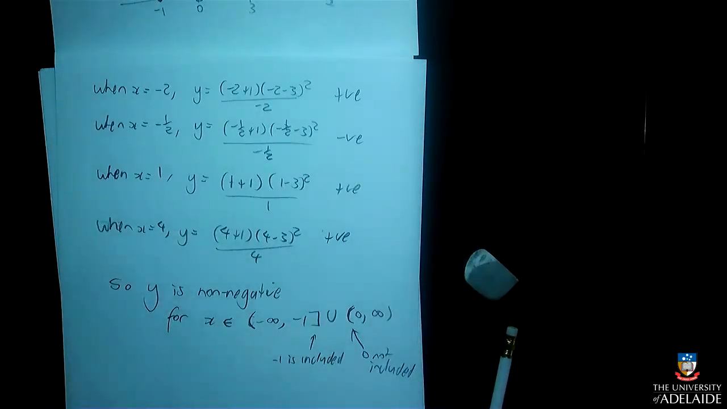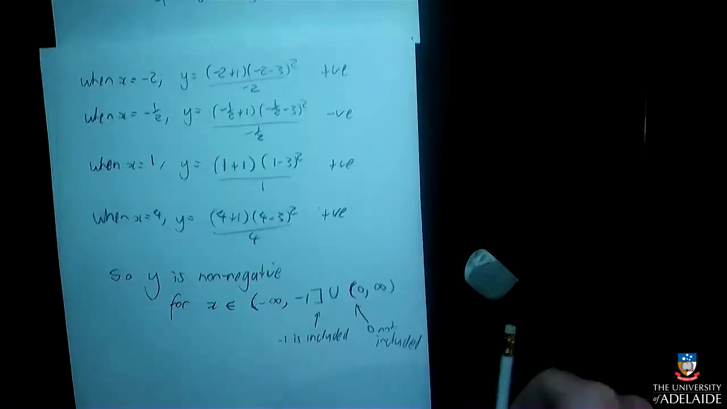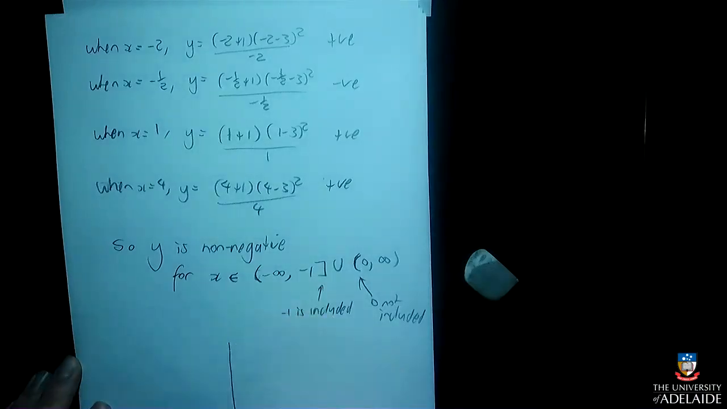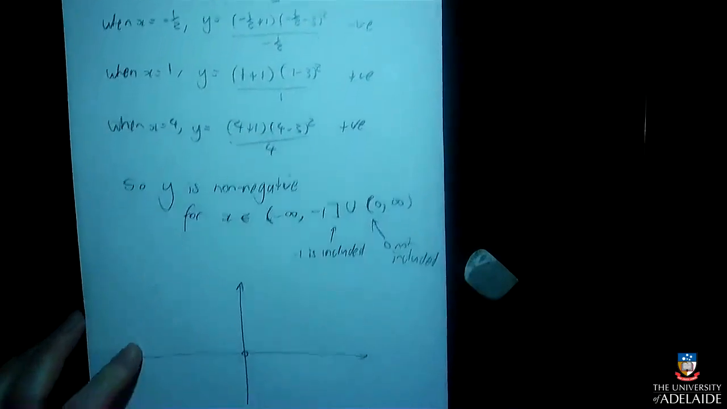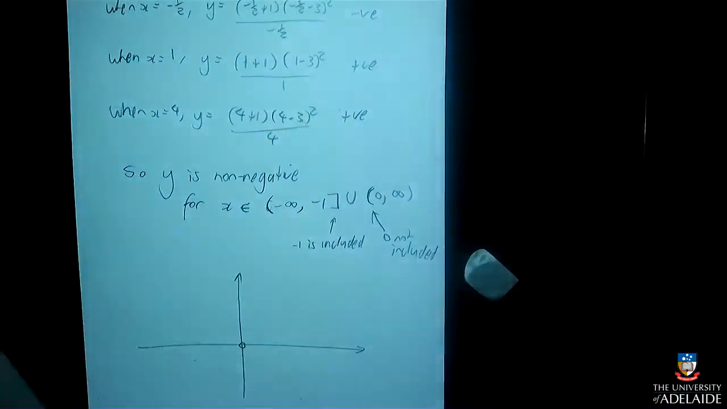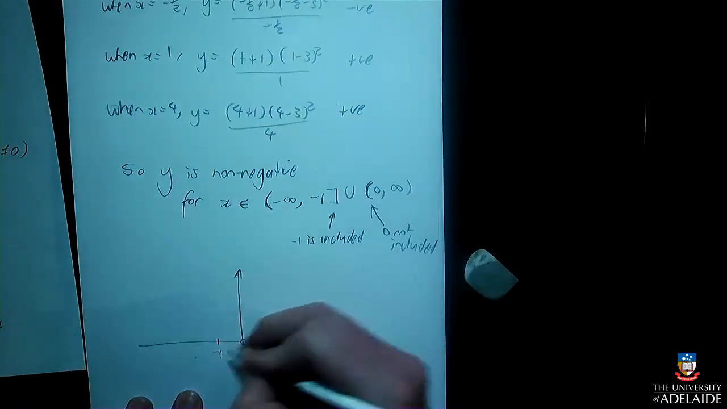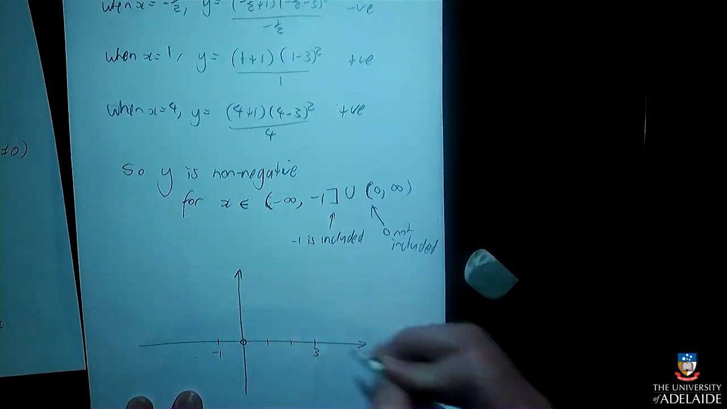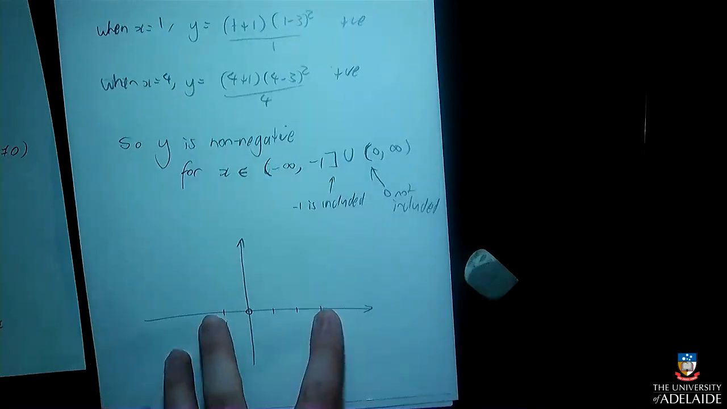Now, nobody asked me to sketch it, so I'm not going to. But actually, do you know what? I will, just because I want to make a point about something. So I know it's not actually defined when x is 0. And this time I'm going to have to be a bit more accurate. 1, 2, 3. Okay. I know it crosses the axis at both of these points.